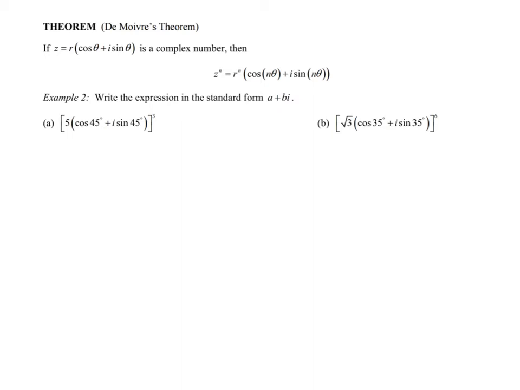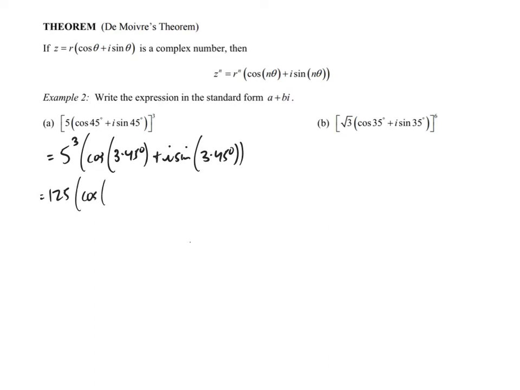Okay, so in example 2, part A, we have 5 cosine 45 plus i sine 45, and we're going to raise that to the power of 3. And so using our formula, this is going to be 5 to the third multiplied by cosine of 3 times 45 degrees plus i times the sine of 3 times 45 degrees. And so this is going to equal 125 cosine of 3 times 45, which is 135, plus i times the sine of 135. Now the directions tell me to write in standard form, a plus bi.